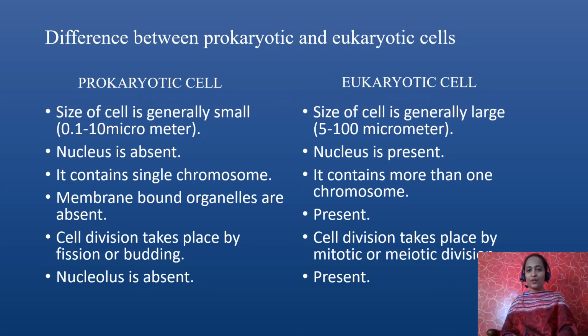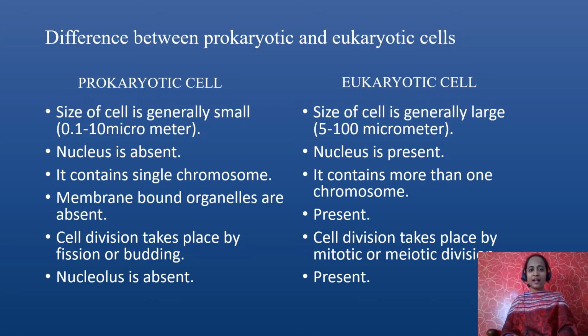That is, nuclear material is surrounded by proper nuclear membranes, or two nuclear membranes. It contains a single chromosome. A prokaryotic cell contains only one chromosome, with all genetic material present within that single chromosome. In the case of a eukaryotic cell, it contains more than one chromosome.